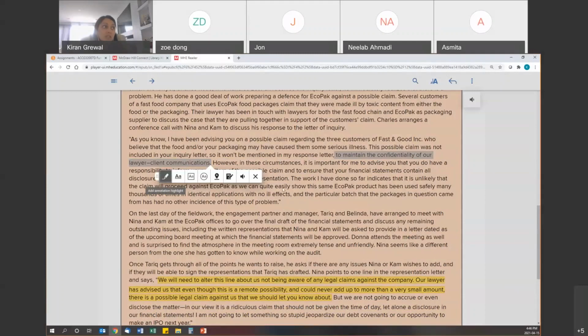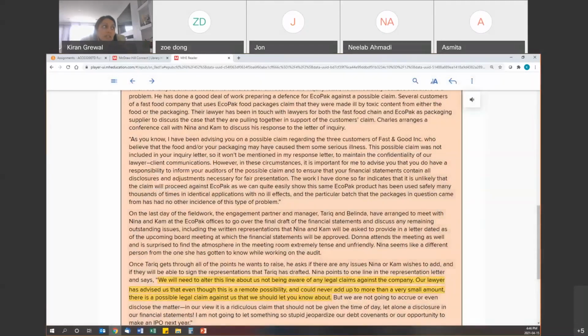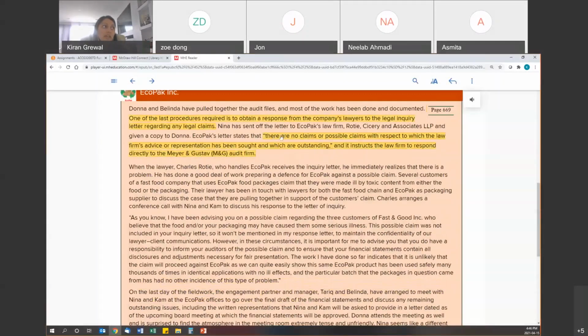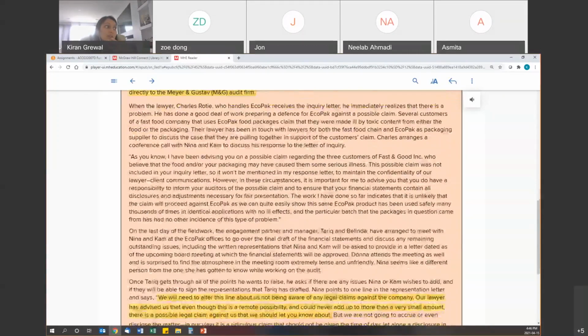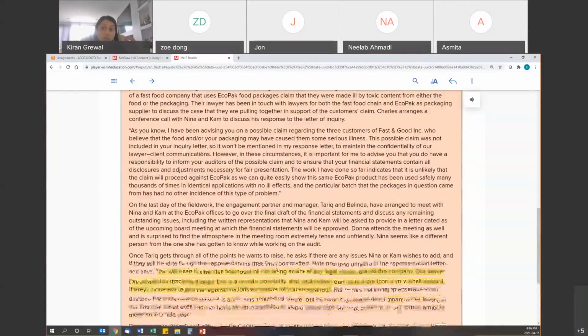The lawyer would need permission from the client in order to send a response to the auditor of something that doesn't look right. The letter could have said there is one possible claim, and it could have shown a few of the details, saying there are no other possible claims. That's what the letter should have said, but it didn't. So the lawyer is like, I'm not going to tell the auditor if you don't want the auditor to know, because we have client-lawyer confidentiality.